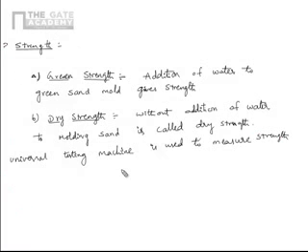Next property, the second one was strength, the third one is refractiveness. Ability of the sand mold to withstand high temperatures of the molten metal without producing cracks is called refractiveness.